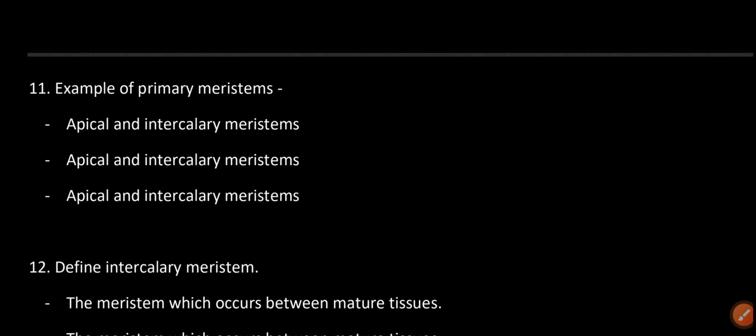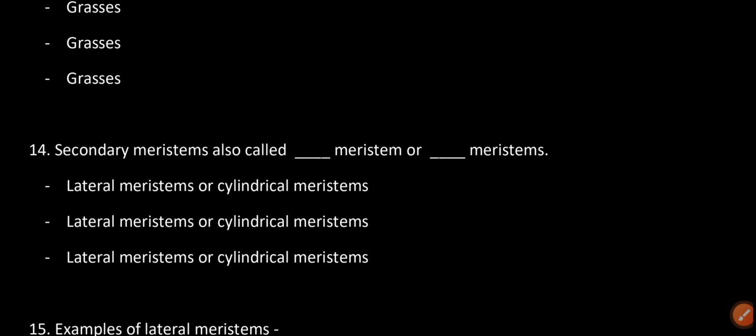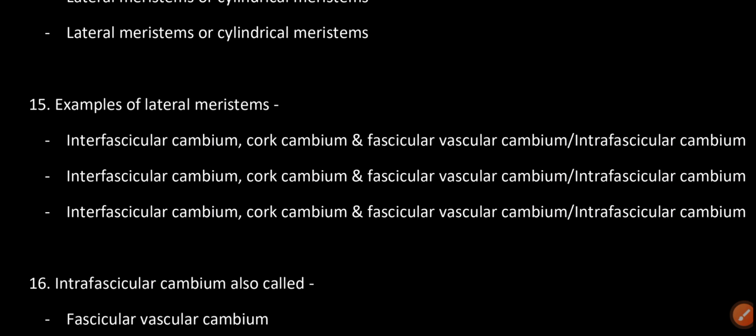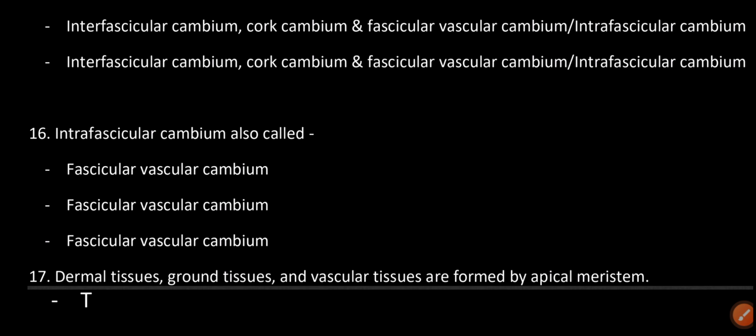Examples of lateral meristems: interfascicular cambium, cork cambium, and fascicular vascular cambium, also called intrafascicular cambium.